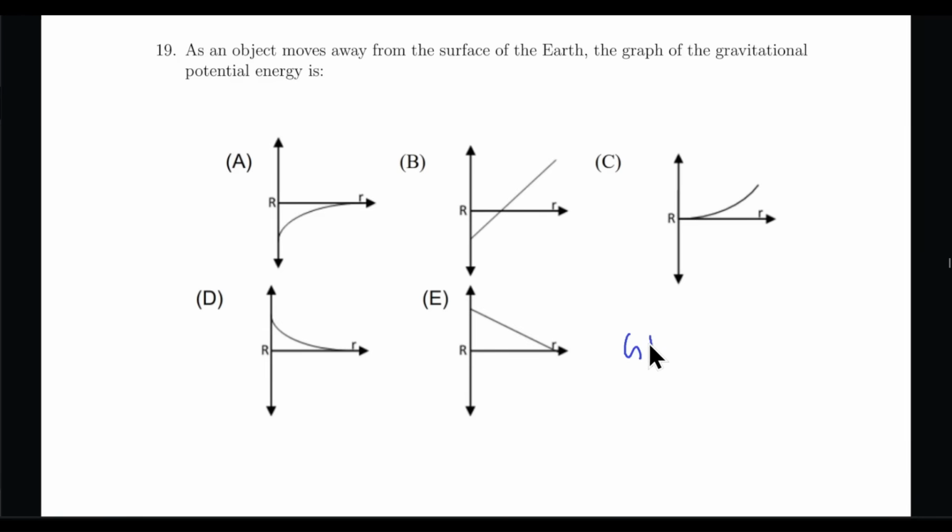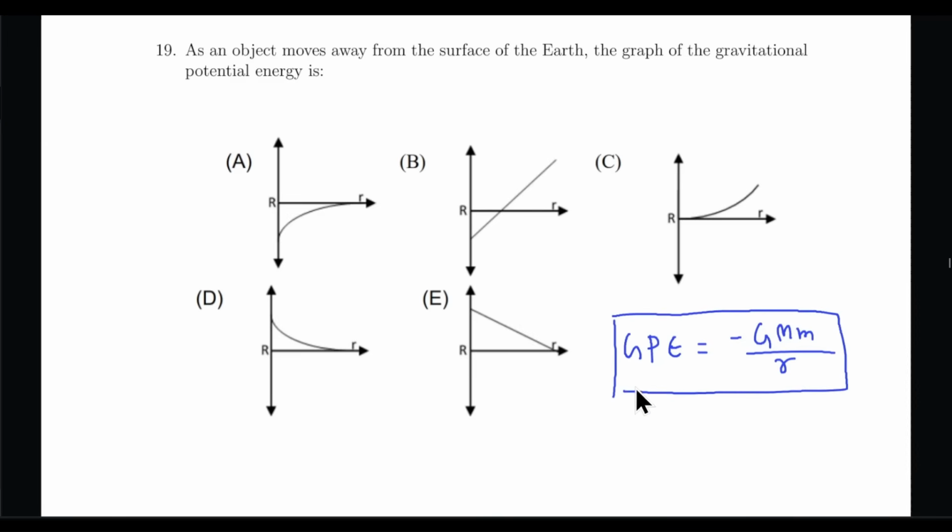Isn't that just inversely proportional? Obviously the exact formula is negative GMm over r, which is inversely proportional to negative 1 over r, remember. Had this been positive 1 over r, it would have looked like this, but since there is a negative outside, it will be in quadrant 4. This is called a rectangular hyperbola, so it has to be option A. It's pretty straightforward, more math than physics, but that's how it is: option A.